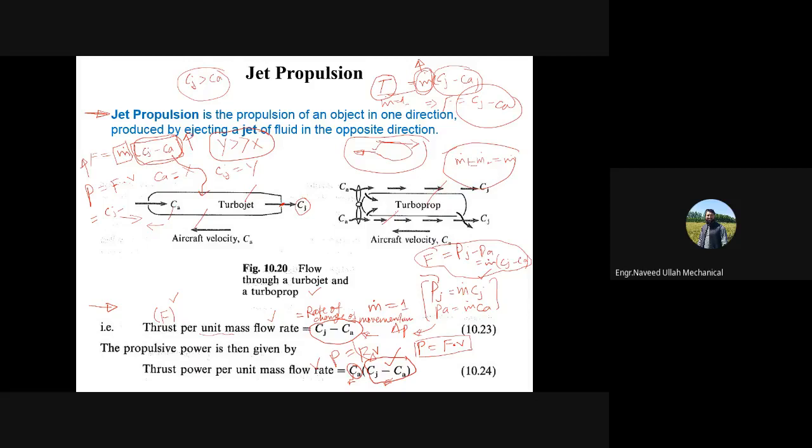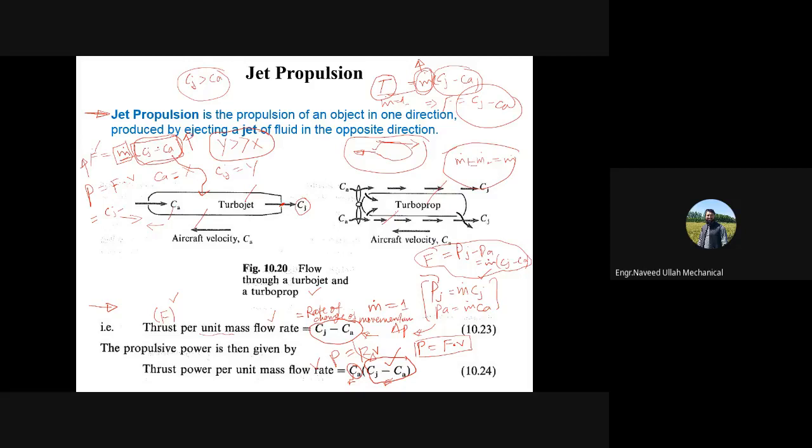अच्छा, तो मैं आपको ये बता रहा था कि in turbojet engine we want to capitalize on this thing. We want to have this CJ more and more. Okay, we want to accelerate the fluid more. Okay, and we want to get this difference, and we want to maximize this difference. Okay, m dot is, you know, having some normal value. Okay, so this is the way that we can maximize the thrust force and similarly thrust power.